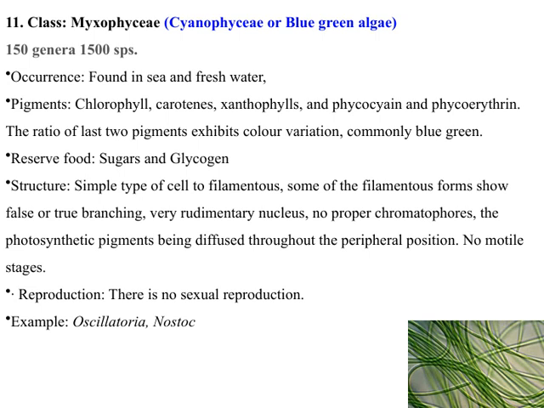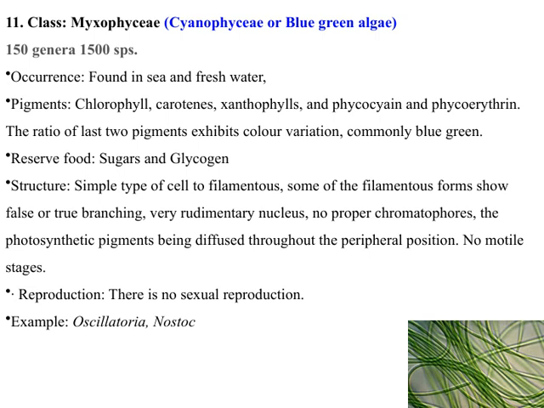In terms of food reserves, they store sugars and glycogen, providing energy for their metabolic processes. Structurally, they can be as simple as single cells or form filamentous structures. Some filamentous forms even show false or true branching, which adds to their structural diversity. Their cells have a very rudimentary nucleus, and unlike plants, they lack proper chromatophores. Instead, their photosynthetic pigments are diffused throughout their periphery, giving them a unique cellular organization.